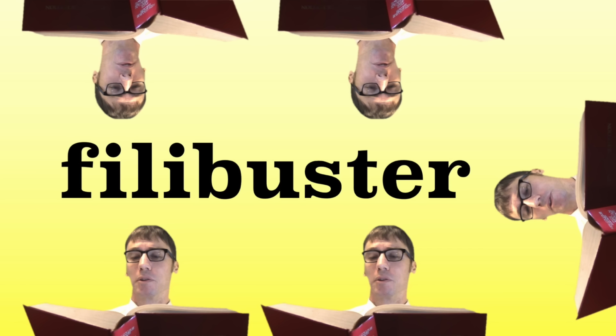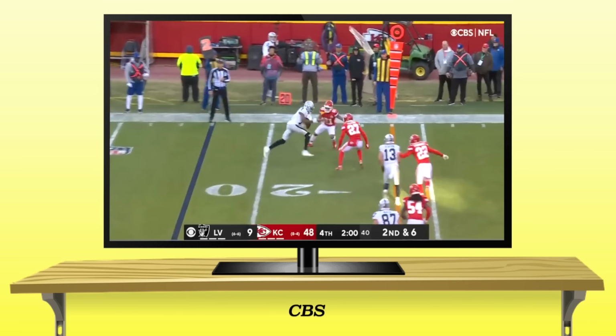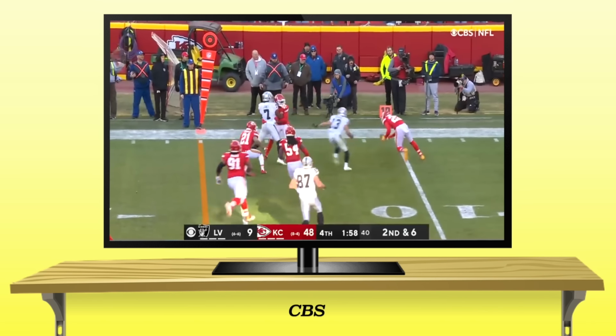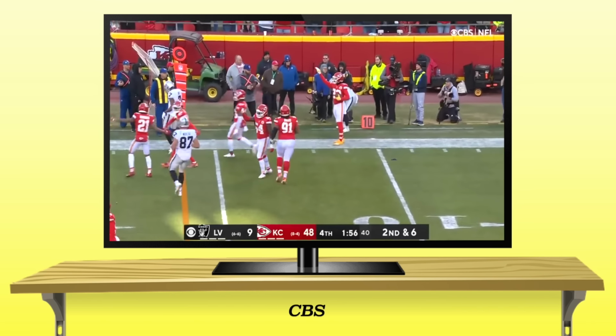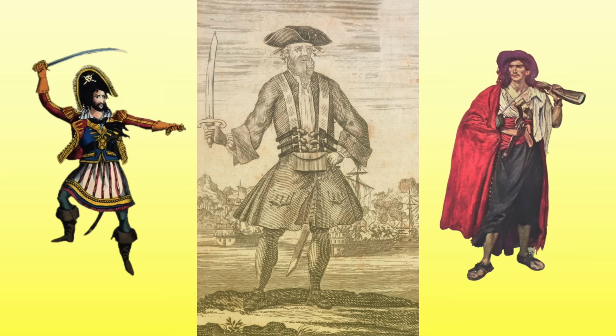Before I define what filibusters are, keep in mind the historical definition of filibuster is totally different. It used to be a term reserved for the raiders. No, not the NFL team the Chiefs recently beat 48-9. The actual raiders of the Spanish colonies in the West Indies during the 1700s. Yep, filibusters were pirates, basically.